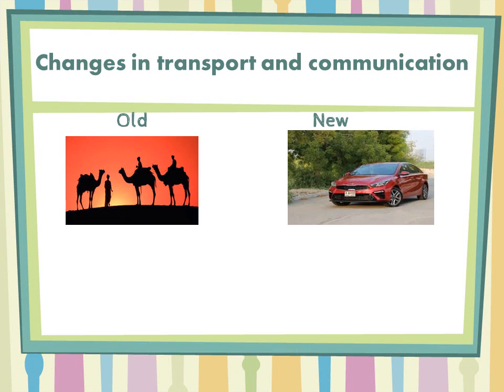People are using cars. By using these cars, thousands of kilometers of roads can be covered in less time. You can imagine that if you are traveling on a camel, how much time will it take you to go from one place to another? But if you are traveling in a car, it will be faster than the camel.